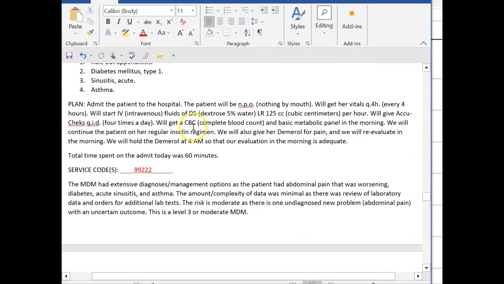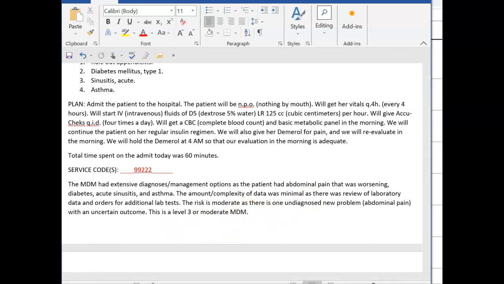A couple of different things there. They did give us 60 minutes, which does take us right to code 99222. This one can be tricky. Let's look at the MDM on this. The MDM did have extensive diagnosis again. We had the patient's abdominal pain that was worsening. We have diabetes. We have the sinusitis. We have the asthma. The amount and complexity of data was minimal. They only reviewed lab data, ordered additional tests. And the risk is moderate, and there's one undiagnosed new problem. So we're going to go with a level 3.